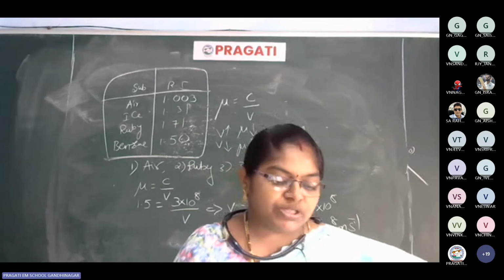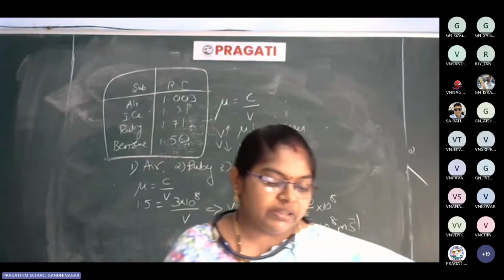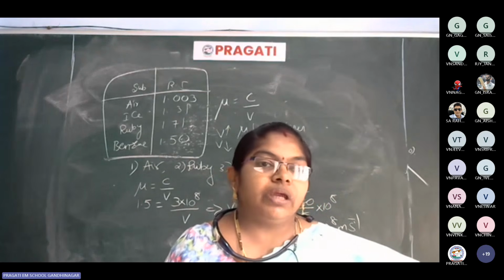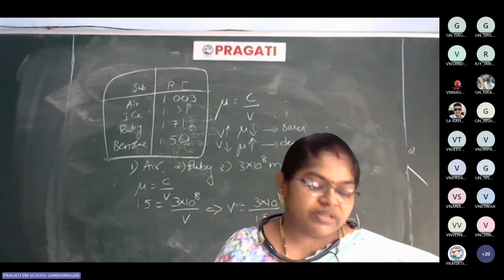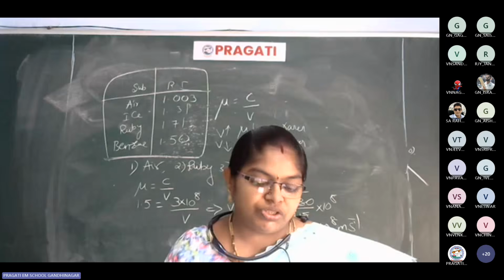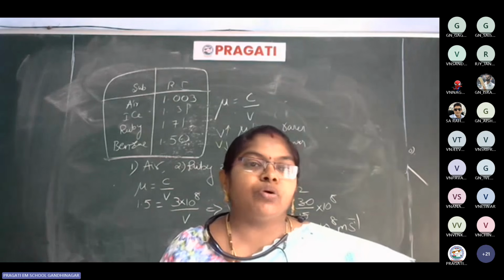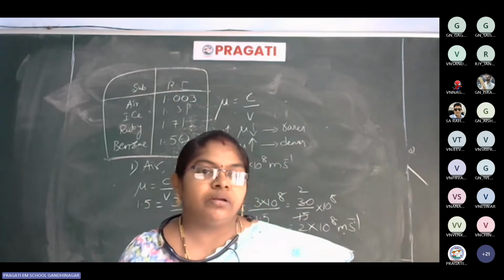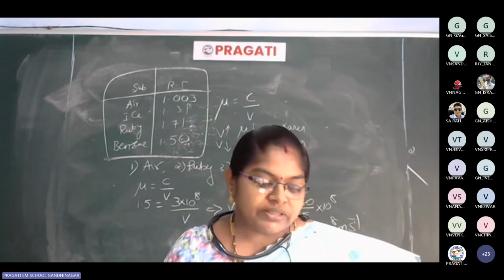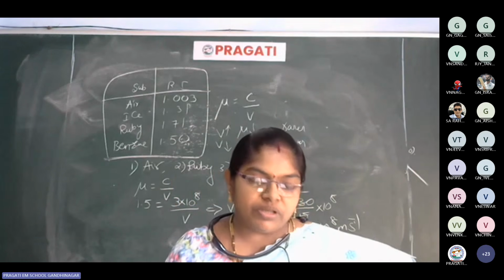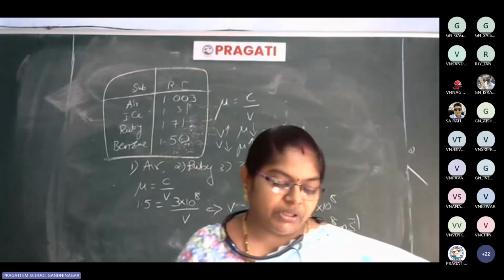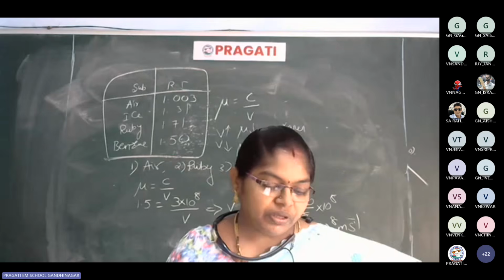See what happens to the resistivity of the conductor if its length is doubled. Resistivity. Read the question carefully. Resistivity, not resistance. The resistivity of the conductor does not change, even though its length is doubled, because resistivity doesn't depend on its geometric dimensions. It does not depend on its length or cross-section area. It depends upon the nature of the material and temperature.